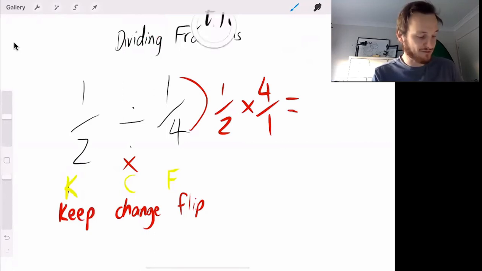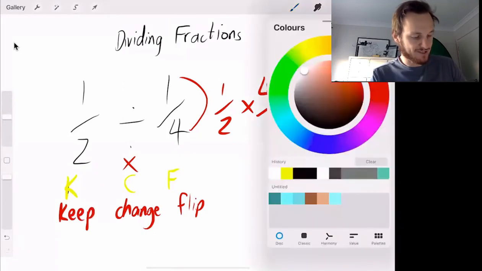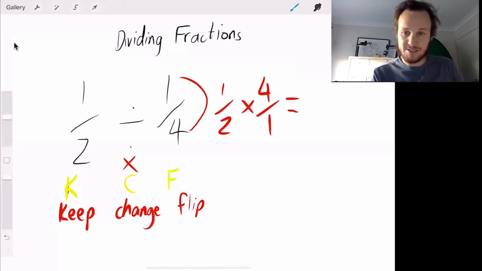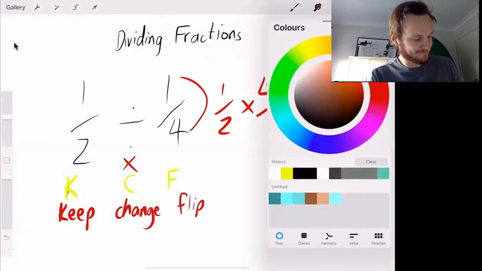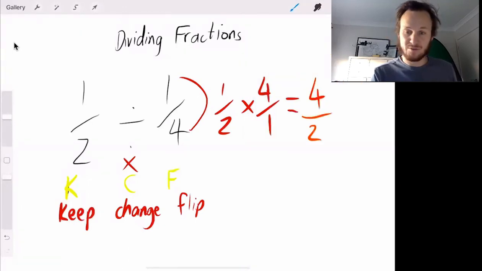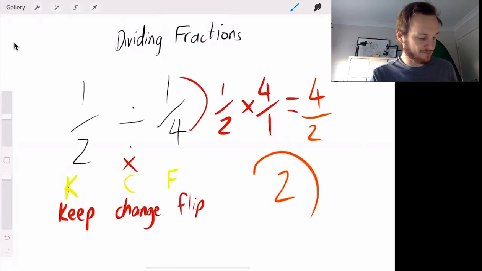So you do 1 times 4 is 4, and 2 times 1 is 2. It keeps going across here. 4/2, which would equal 2 whole.